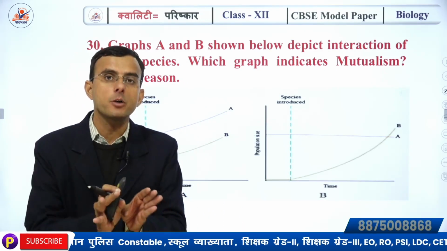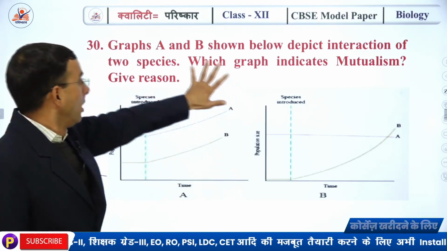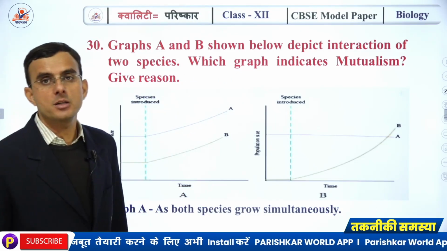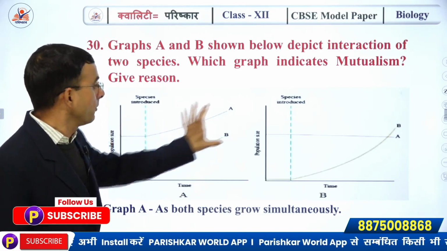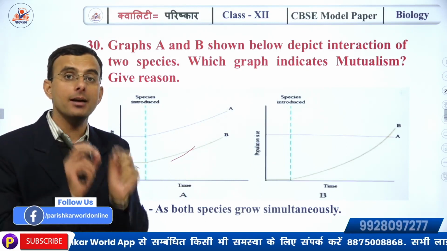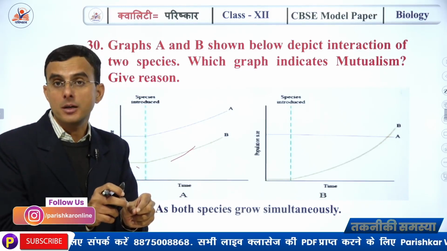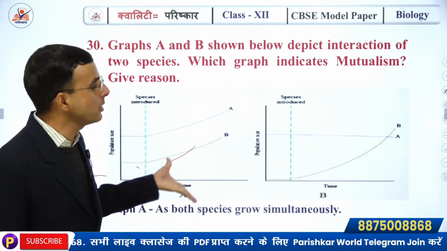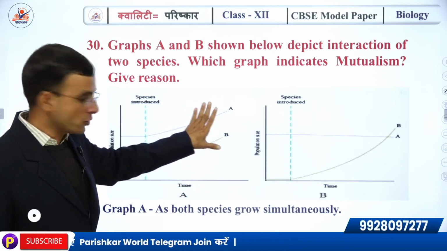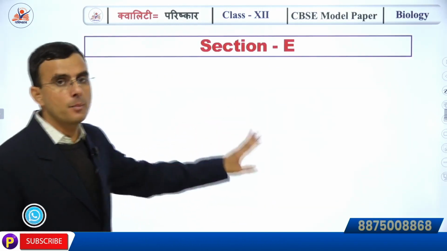If they are benefited together, that means they have to grow in a similar way. So which graph is showing mutualism? Graph first one is showing mutualism, because these two populations are associated with each other in such a way that the relationship is beneficial for both species. Because of that reason they are able to grow in a similar way. So graph A is exhibiting mutualism, because they grow simultaneously. So that is the completion of the section.